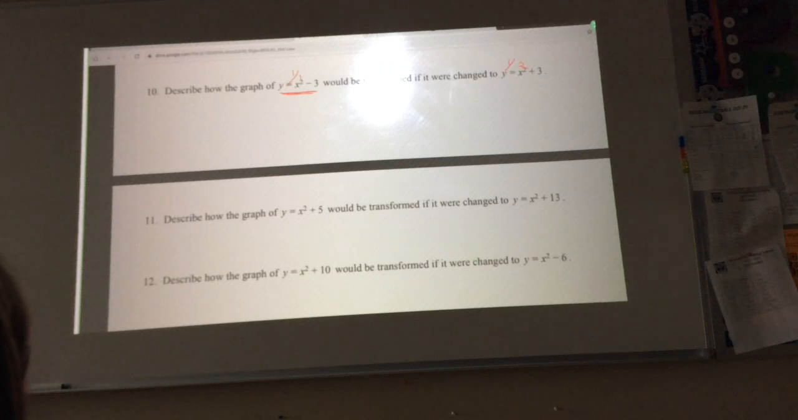All right, try number 11. You're going to go to your y equals. We're walking through this again. You're going to type in y equals x squared plus 5. And then in your y2, you're going to type in y equals x squared plus 13. Wait, can you say that again? Number 11, dude. Y equals x squared plus 5. And then you're going to put for y2, y equals x squared plus 13.